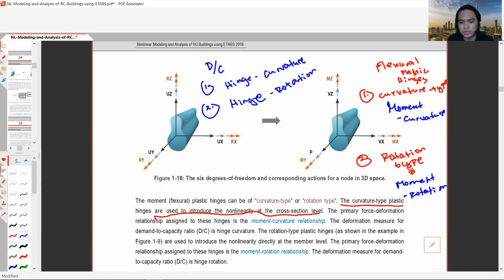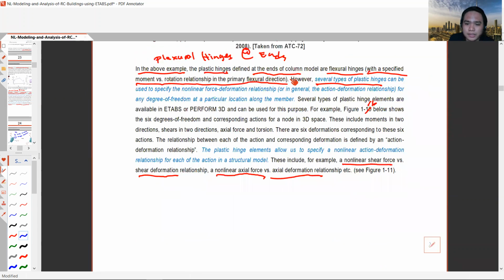So the rotation type is used for the nonlinearity directly at the member level. The curvature type is used to introduce the nonlinearity at the cross-sectional level. Recall, the cross-sectional level is the I, and the member level is for the member length.